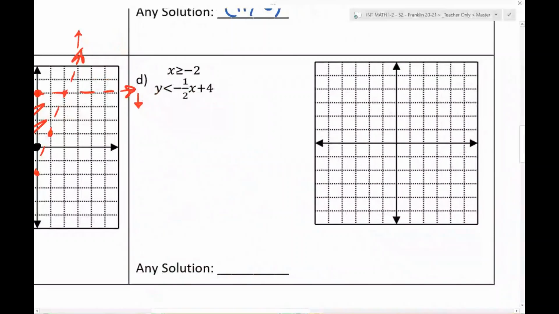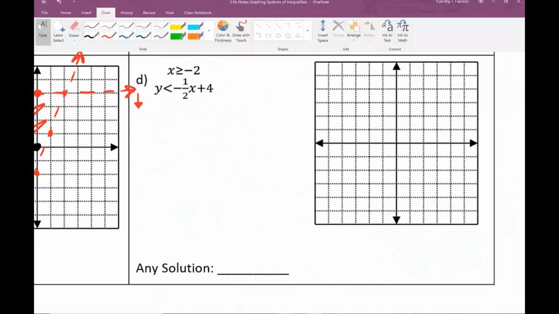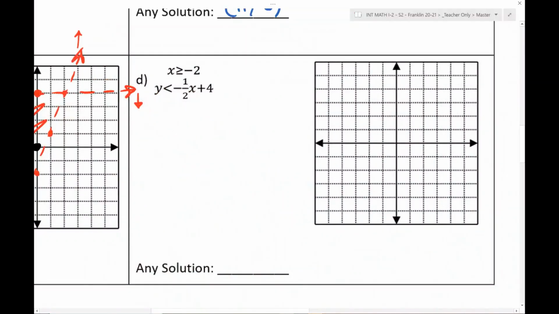Okay, last example. X is greater than or equal to negative 2, and y is less than negative 1/2 x plus 4. Let's do the x is greater than or equal to negative 2 first. Solid line, because of the equal to bar, and through negative 2 on the x-axis. Remember, these are vertical lines that start with x, so vertical through negative 2. Now it says greater than or equal to. Normally we think of this as up or down, but because x is a vertical line, we can't go up or down, so we have to go left or right, and x gets bigger as you move to the right. So this region right here would be shaded for this inequality.